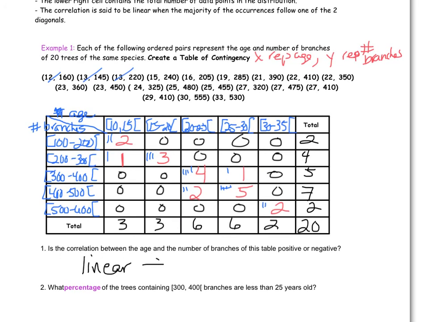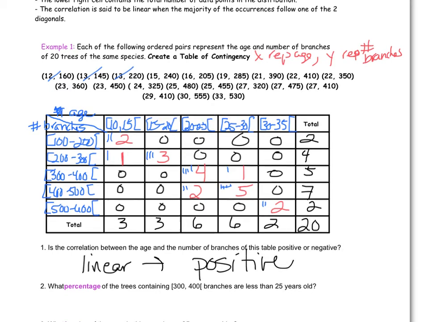But what we really want to know is, is it positive or is it negative? So the diagonal is going in this direction. So we're moving this way and we're moving this way. As we go across, the ages are increasing, and as we go this way, the branches are increasing. So they're both increasing. They're changing in the same direction. So that means that it's a positive correlation.